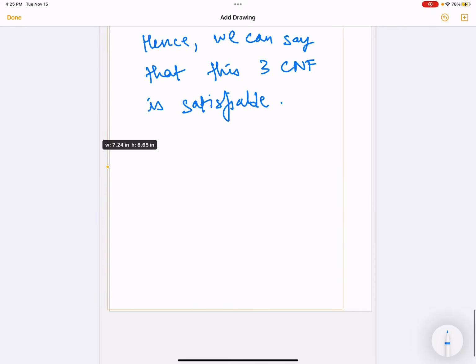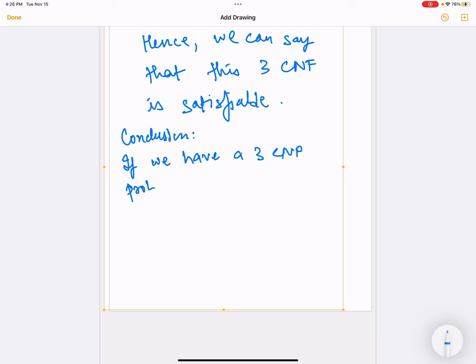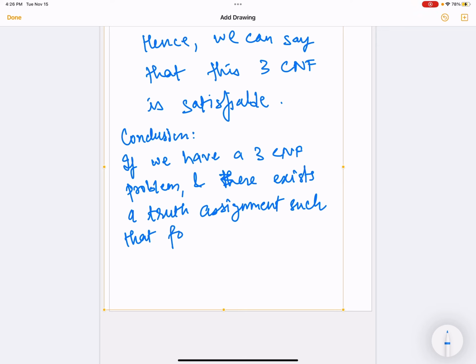So our conclusion is that if we have a 3 CNF problem, and there exists a truth assignment such that the formula evaluates to true, then it is satisfiable.